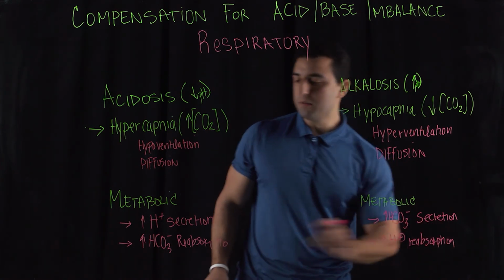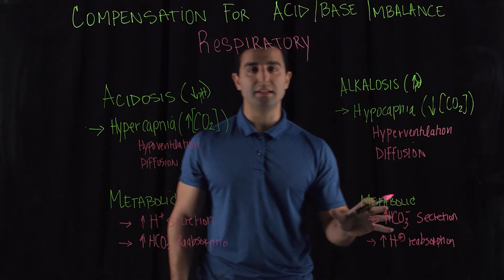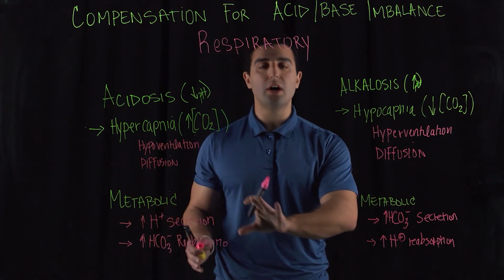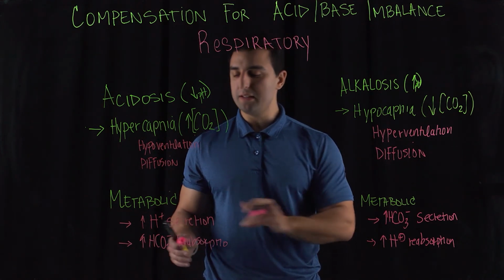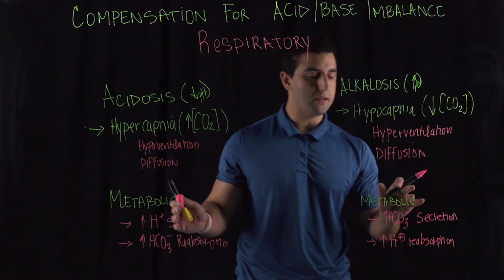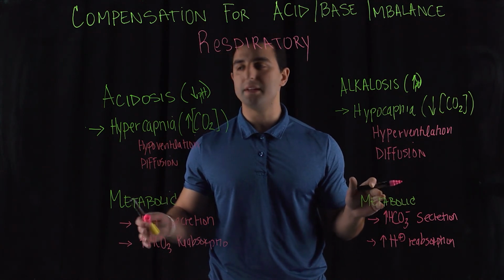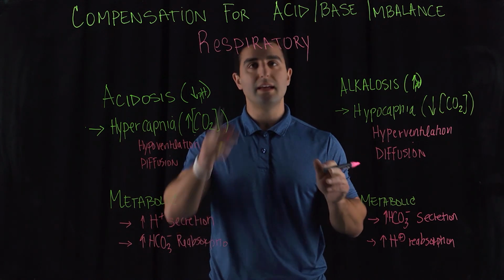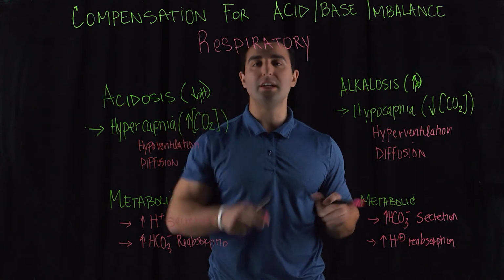right? And all of this is taking place in your kidneys, right? So this is all in your renal system. So in your proximal convoluted tubule, in your kidneys, this metabolic compensation takes place in order to fix these homeostatic imbalances that are regulating your pH in the respiratory tract.